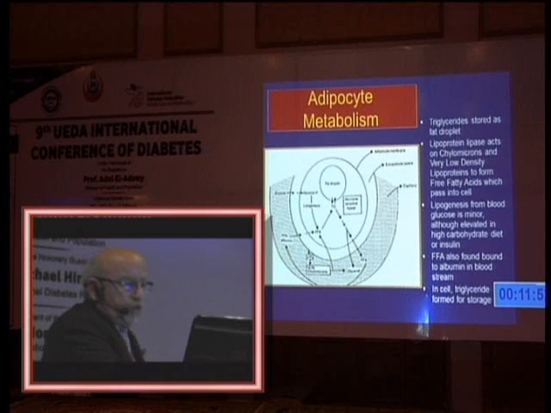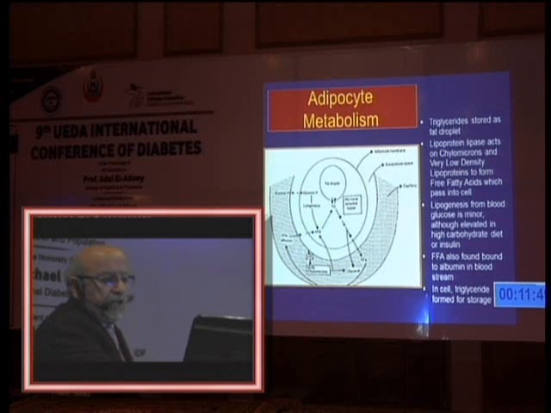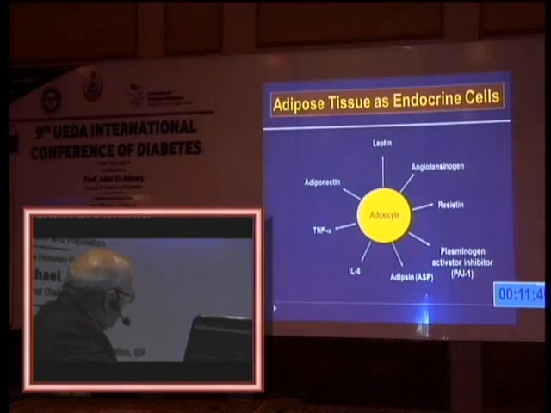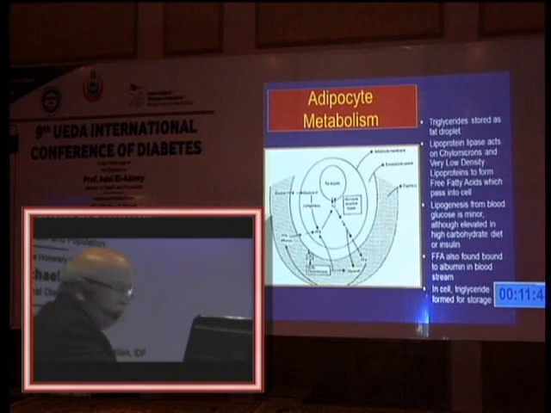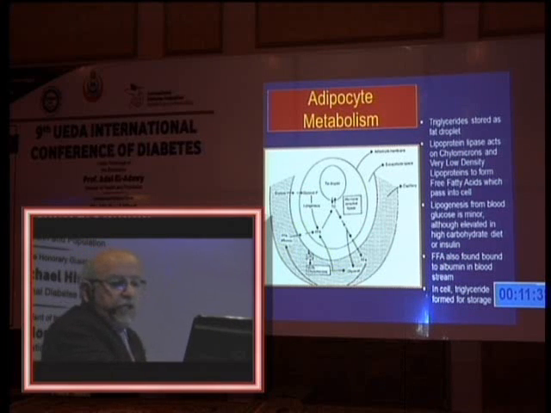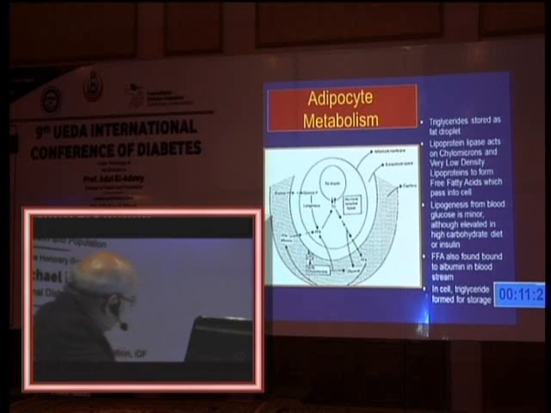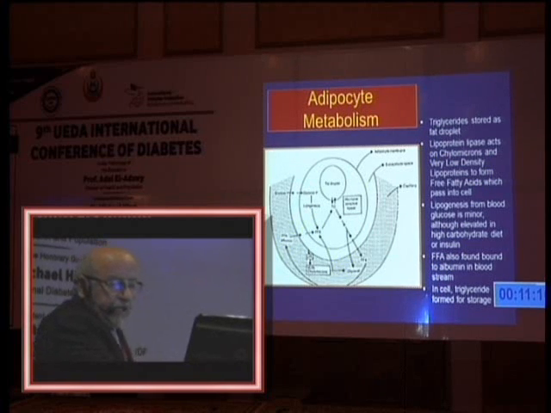Now we focus on the adipocyte. As you see, the triglycerides are stored in the fat droplet. Lipoprotein lipase acts on the chylomicrons and very low density lipoproteins to form free fatty acids which pass into the cell. Lipogenesis from blood glucose is minor. The free fatty acids are also bound to albumin. They go inside the cell, and in the cell triglycerides are formed for storage.